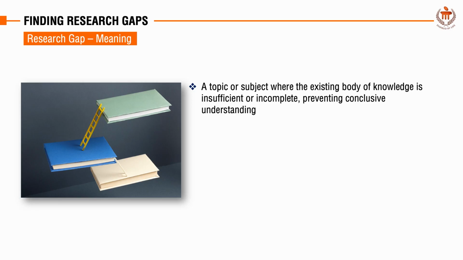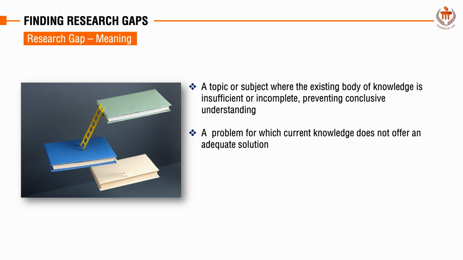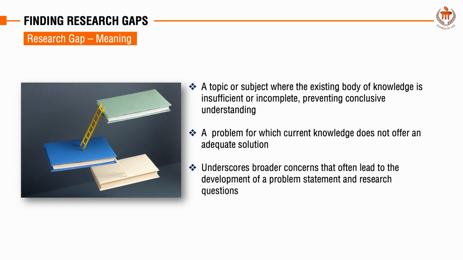A research gap in a particular area of literature is defined as a topic or subject where the existing body of knowledge is insufficient or incomplete, preventing conclusive understanding. It may also be seen as a problem for which current knowledge does not offer an adequate solution. Recognizing a clear and meaningful research gap justifies the need for further investigation and serves as the foundation for academic research. In scholarly work, a research gap underscores broader concerns that often lead to the development of a problem statement and research questions. More precisely, it involves identifying unresolved issues or unanswered questions within the field that require scientific exploration.